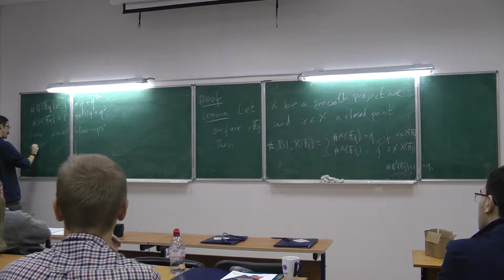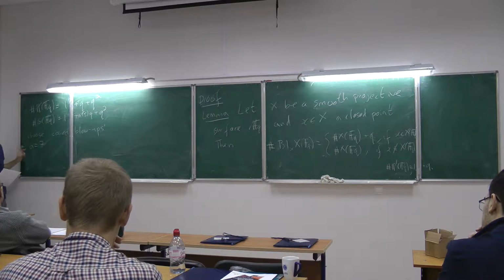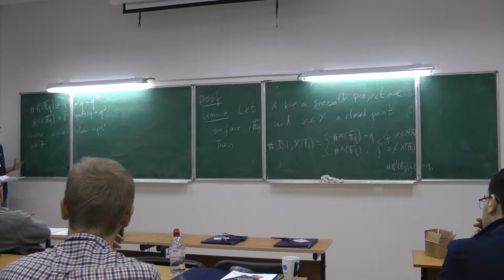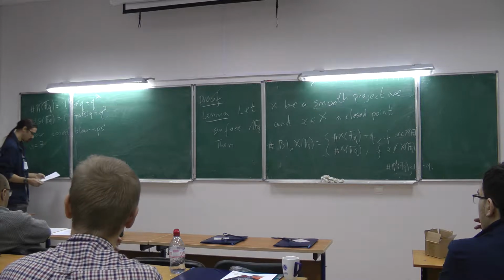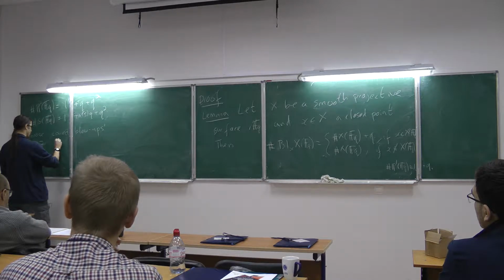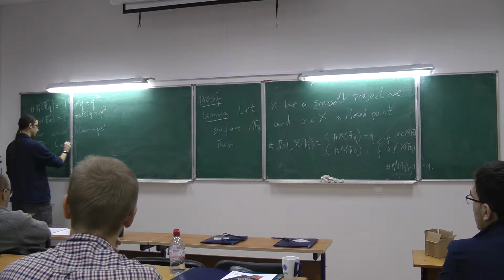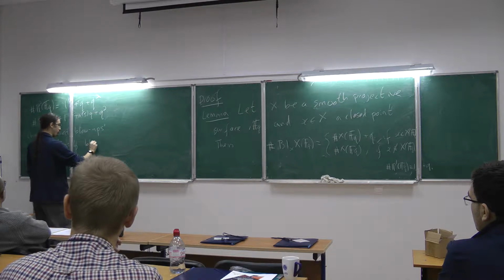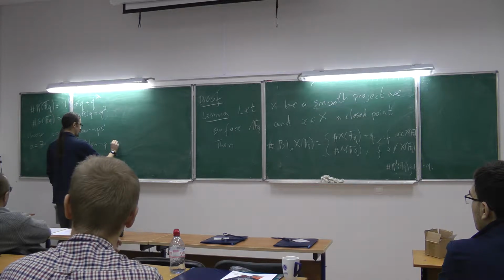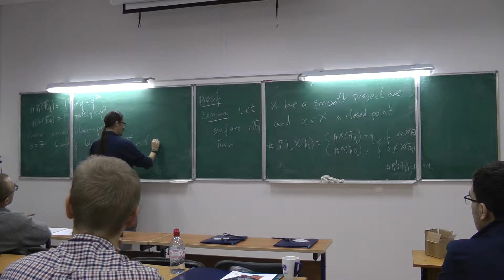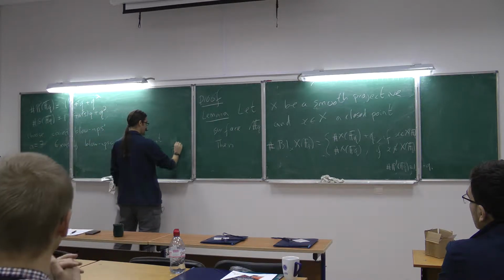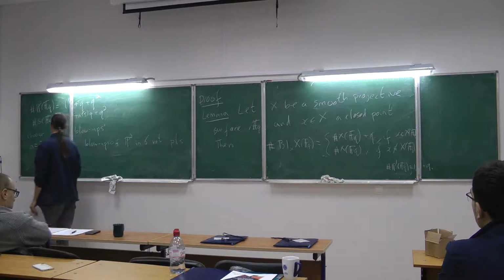So the first case is the case A equals 7. Such surfaces, as already mentioned, are exactly those which are blow-ups of P2 in 6 rational points in general position.